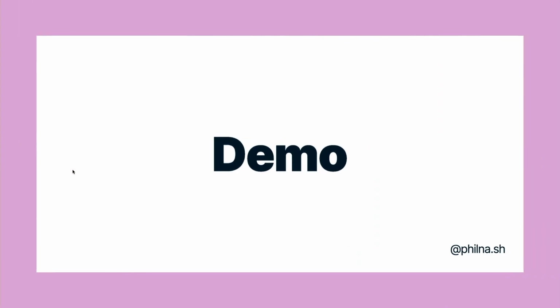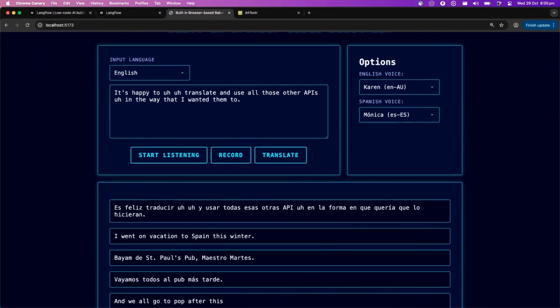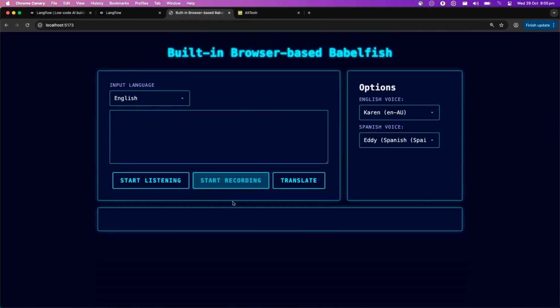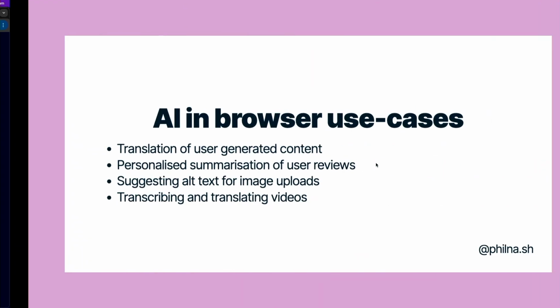Excellent. Great. So that is using AI directly in the browser. The thing I like to do with this, of course, is turn off the Wi-Fi and prove to you that none of this uses the internet. So if I refresh that page, if I prepare to record, if I start recording, none of that used the internet in order to work. Si empiezo a grabar, nada de eso usa internet para trabajar. That's it, right? It's all offline. It all works entirely in this browser.